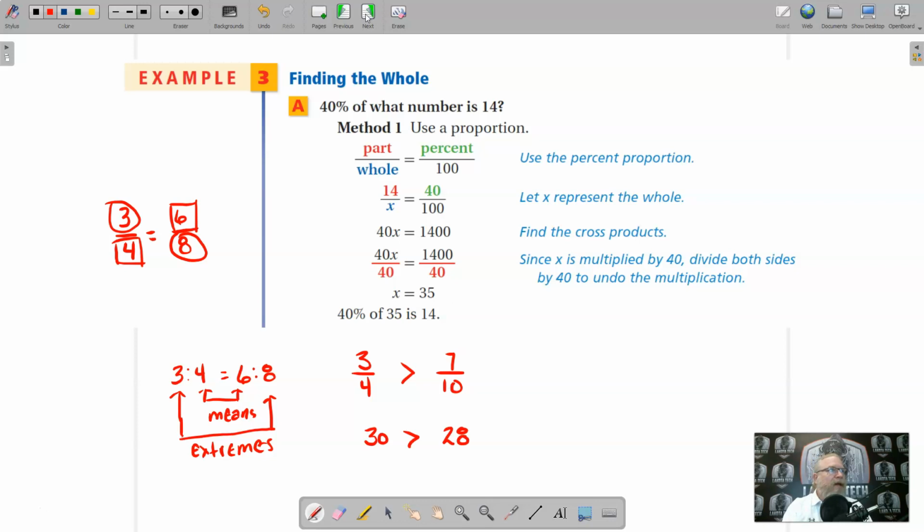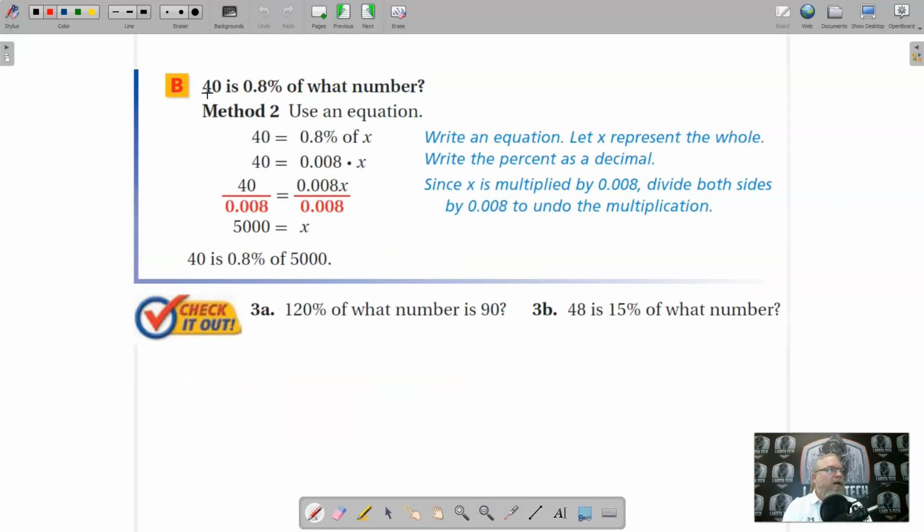So, all right, on this one here, we're going to use the equation method. 40 is, so 40 is means equals 0.8%. So we want to go from a percent to a decimal. So our decimal is going to move to the left, right? So it's going to go over 2 more places, 1, 2. So we're going to have 2 zeros.